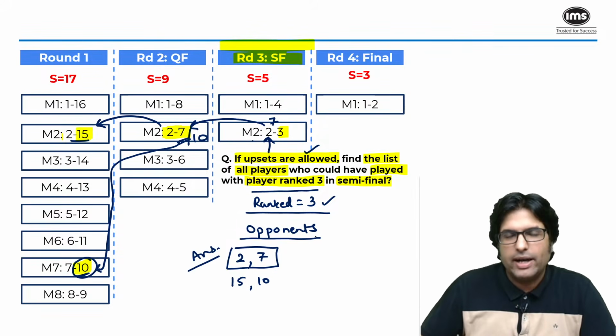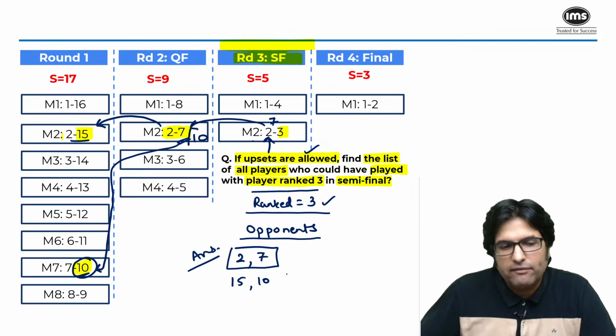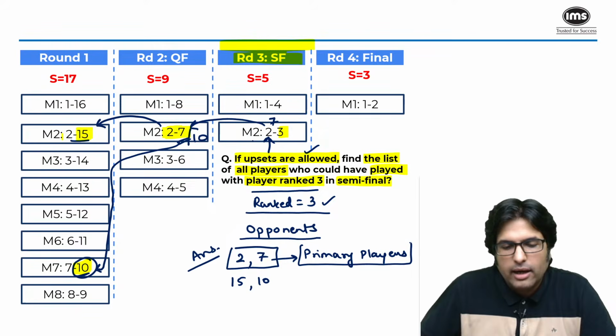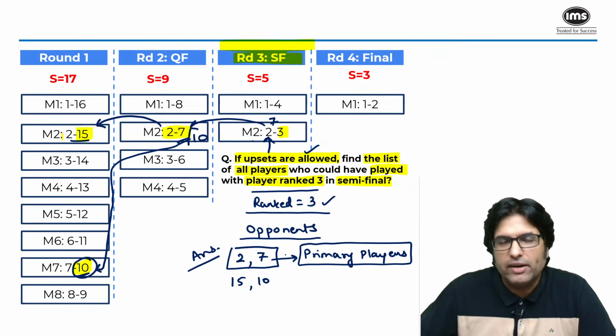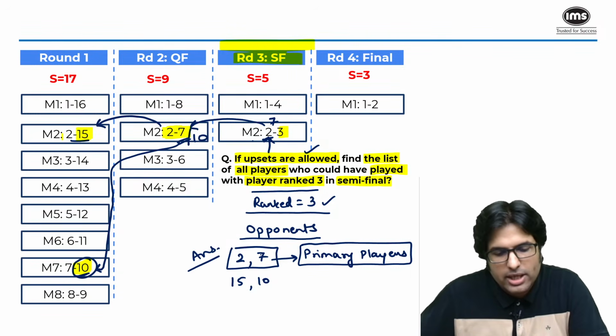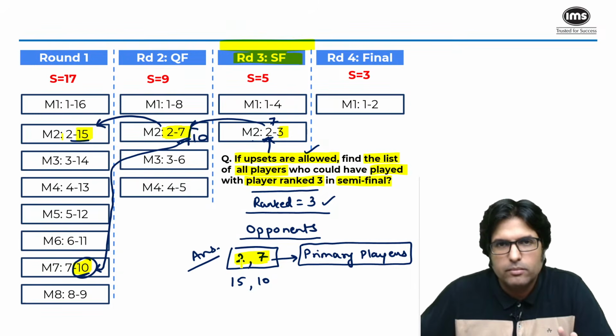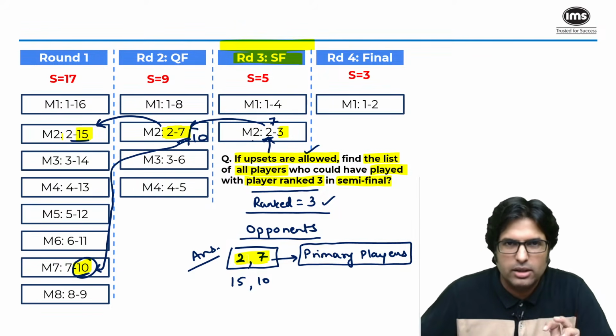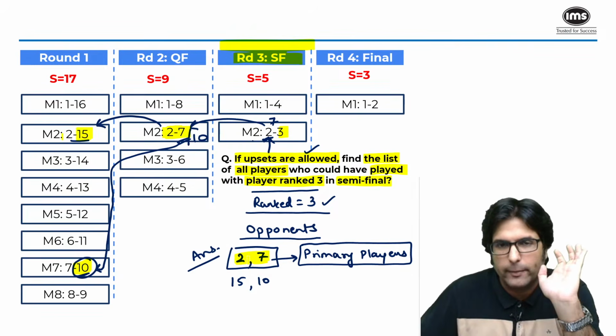Now, one logical way is to identify the sum total after you've identified the first 2 primary players. So let me give it a name: primary players that possibly could have played. This list of primary players we can identify because we have created a structure of no upsets, and 3 would play 2, and in the previous round 2 would play 7. So primary players are the first 2 players that you are easily able to find based on just the immediate previous round. Think of it as your starting point.